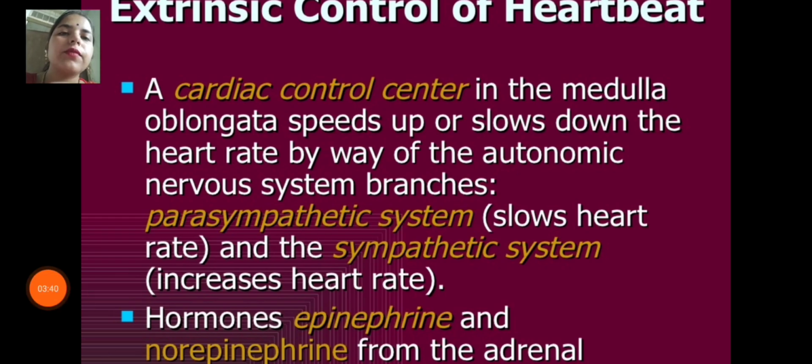Next is the extrinsic control of the heartbeat.